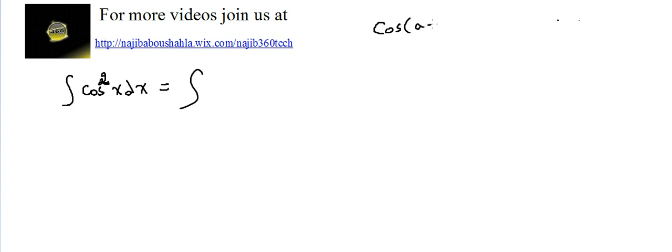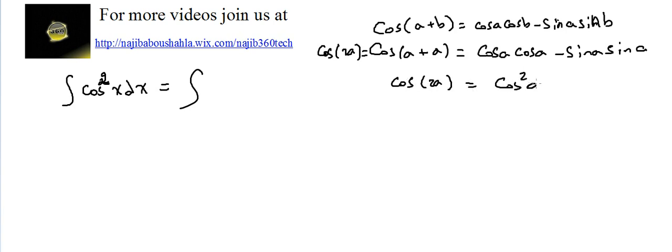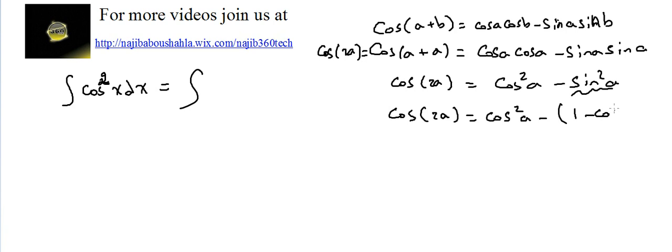Cosine A plus B is equal to cosine A cosine B minus sine A sine B, right? This means cosine A plus A, which is cosine 2A, is equal to cosine A again minus sine A again, because we don't have B, we have A. This means cosine 2A simply is equal to cosine squared A, and that's what I need, minus sine squared A. And what is sine squared A equal to?